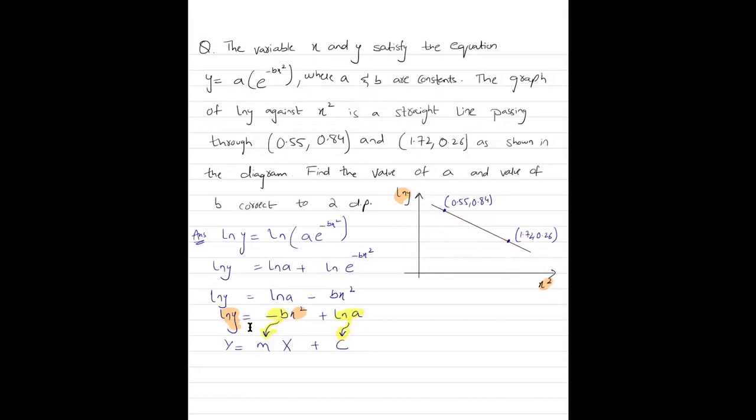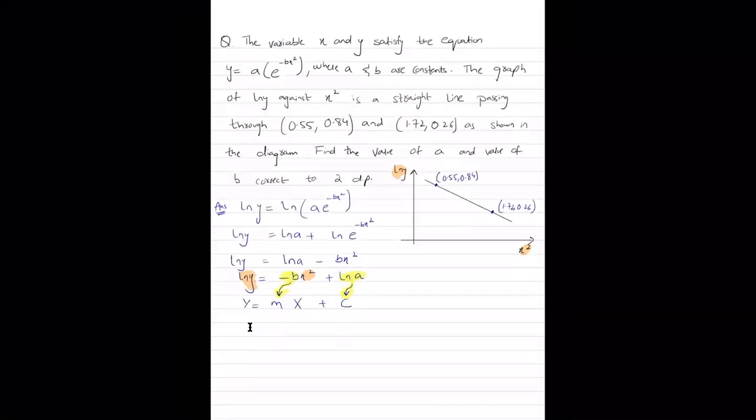Now, can you suggest how to find the gradient over here? So you do y2 minus y1 over x2 minus x1. Great. So for the gradient, I can just do y2 minus y1 over x2 minus x1, which is going to be 0.26 minus 0.84 over 1.72 minus 0.55, which comes out to be equal to minus 0.4957.